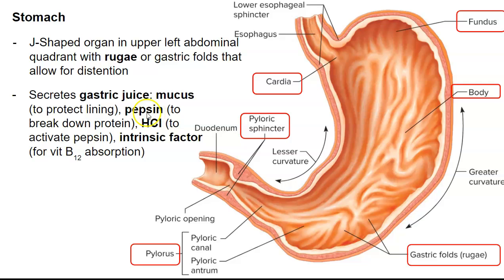Pepsin is an enzyme that breaks down proteins. Hydrochloric acid activates pepsin. So actually when pepsin first gets secreted by the cells of the stomach, it's called pepsinogen, and then the acid converts it to the active form of pepsin, and then pepsin is what will break down these proteins. And then there's something called intrinsic factor, which helps with vitamin B12 absorption.